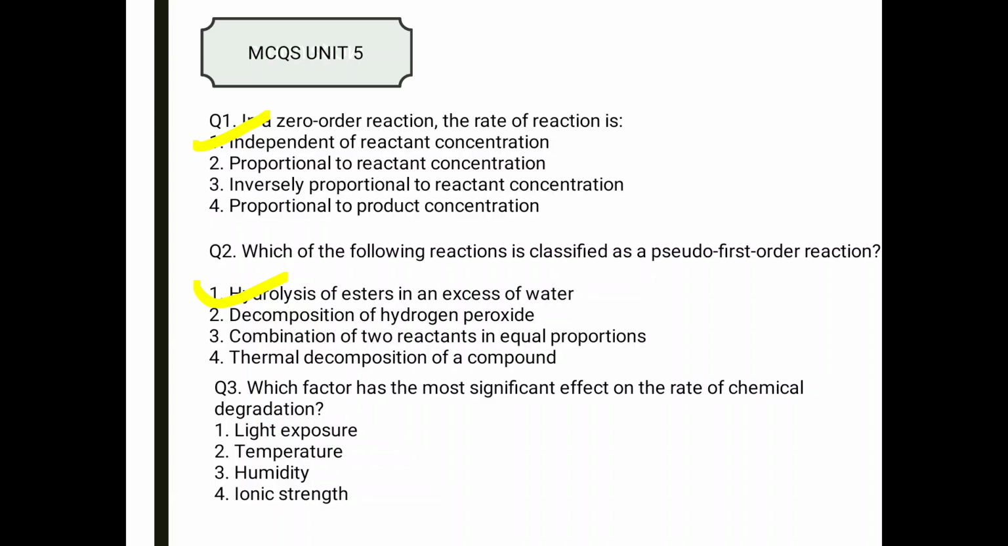Next, which factor has the most significant effect on the rate of chemical degradation? First, light exposure. Second, temperature. Third, humidity. And fourth, ionic strength. Chemical degradation means losing their activity. Second is the correct answer: temperature. Temperature plays a major role and has the most significant effect on the rate of chemical degradation.